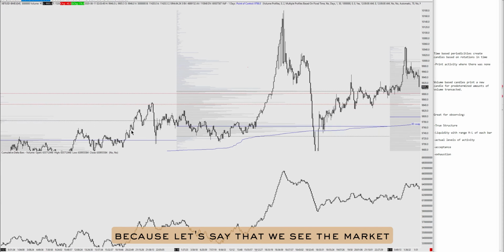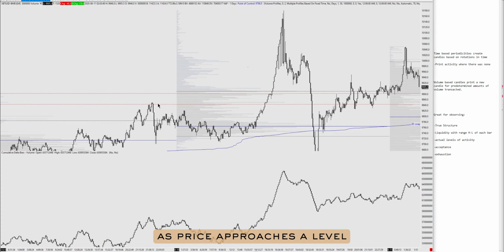Because let's say that we see the market come into an area and print a ton of candlesticks, or we see that as price approaches a level it's printing a lot of candlesticks, but it's not advancing, and we see something like delta advancing. This means that for the increased volume and increased activity, price is doing less to move through an area.